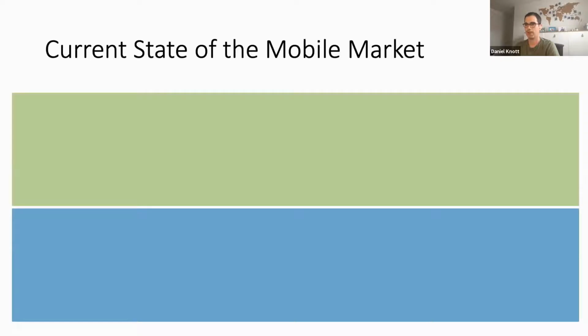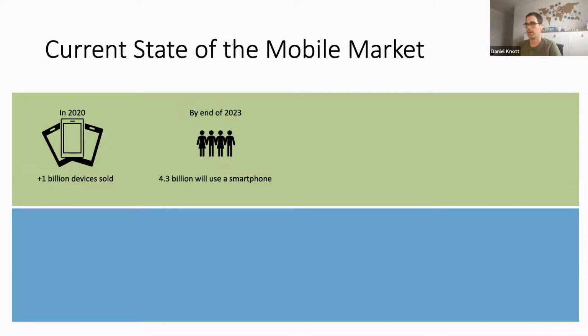So some current numbers. For example, in 2020, which I found really impressive, more than 1 billion devices have been sold worldwide to users, right? That's iOS and Android at the same time, not counting other mobile platforms that don't play that big of a role anymore. So that's quite an impressive number, and this number continues to grow. And also some interesting resources that I found: by the end of 2023, more than 4.3 billion people in the world will use a smartphone, which is also quite an impressive number. So we still have some room to grow here.